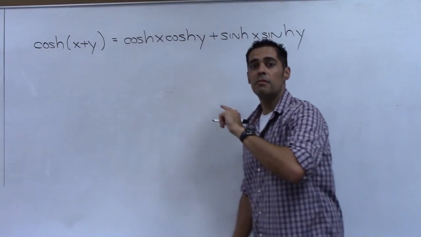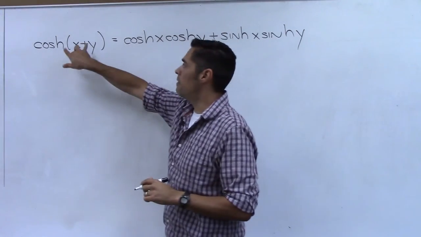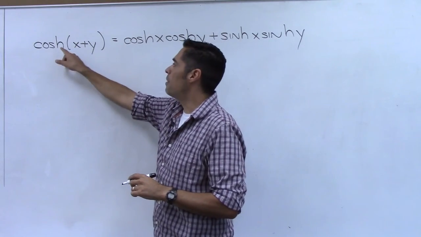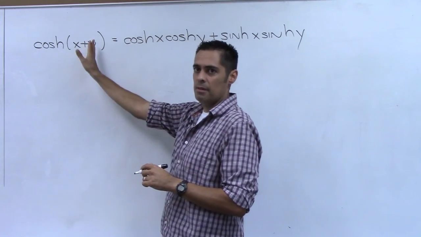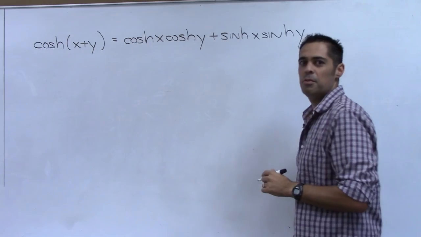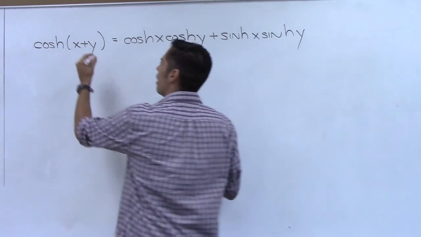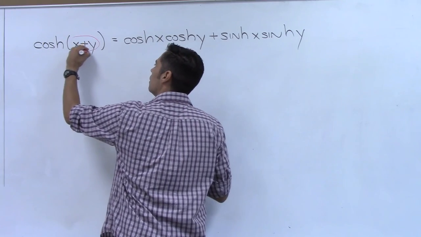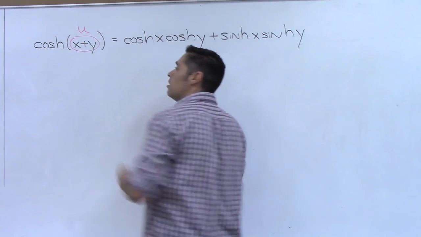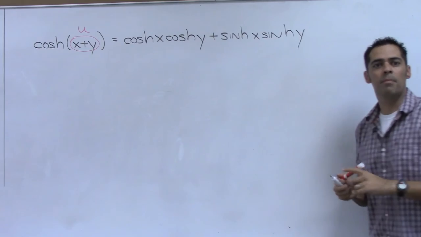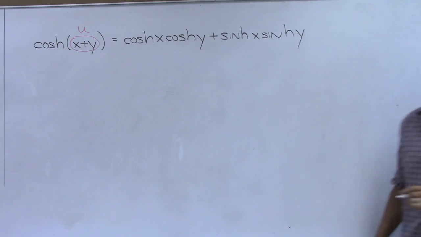Yes, that formula. How would that formula be written for this, though? Because you don't have cosine hyperbolic of x, you have x plus y. So any idea what you would do? Let me help you. Squint your eyes and call that whole thing u. What's the formula replacing x with u? What would it be?